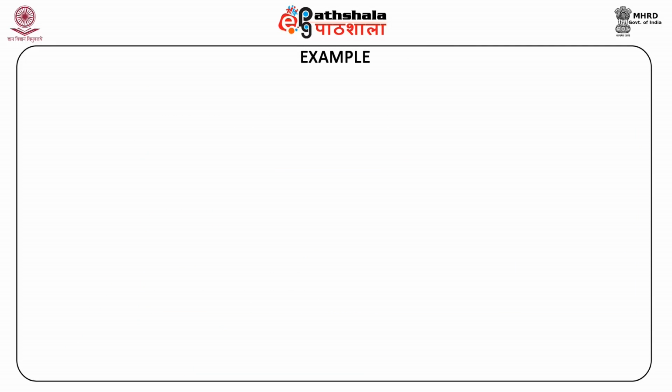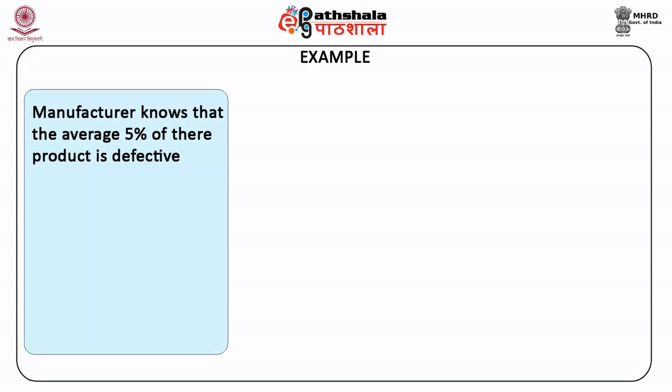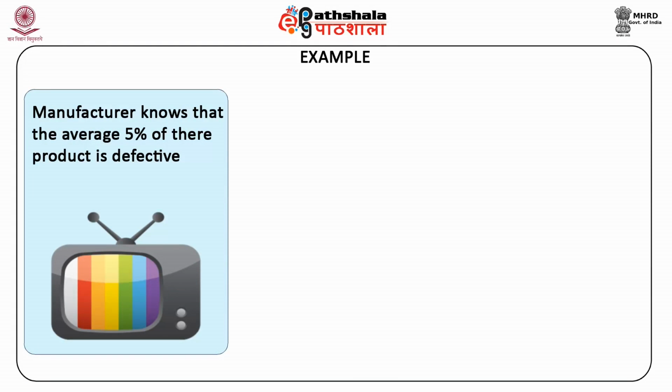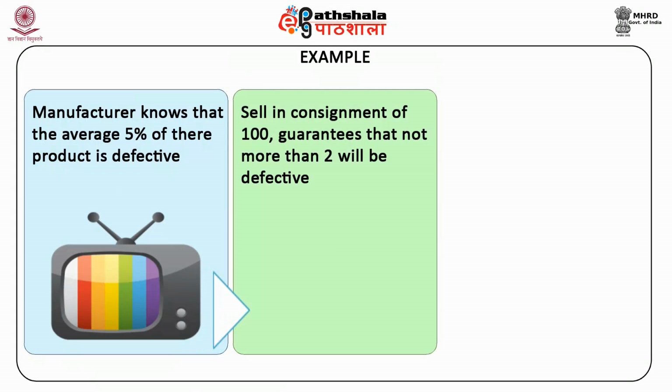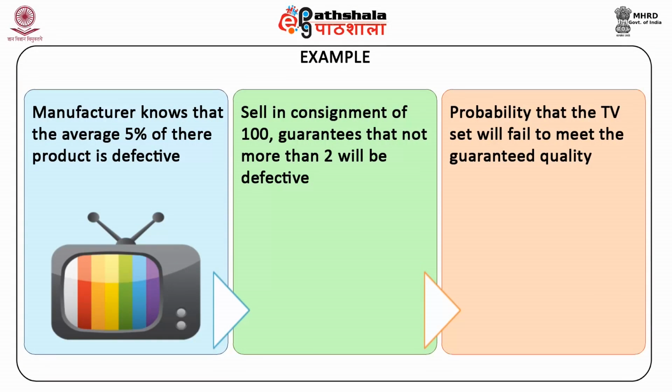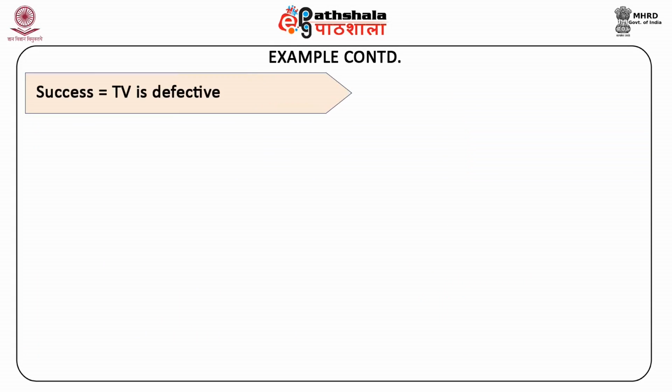Let us understand it with the help of an example. A manufacturer of television sets knows that on average 5% of their product is defective. They sell television sets in consignments of 100 and guarantee that not more than 2 sets will be defective. What is the probability that the consignment will fail to meet the guaranteed quality? Given e to the power minus 5 is equal to 0.0067.